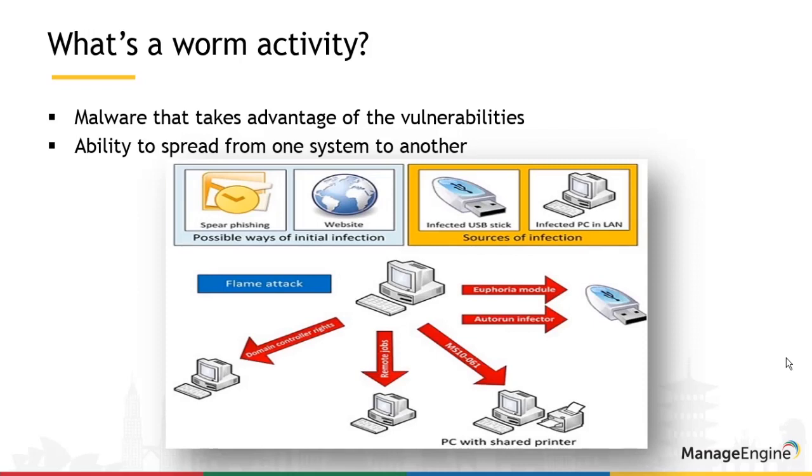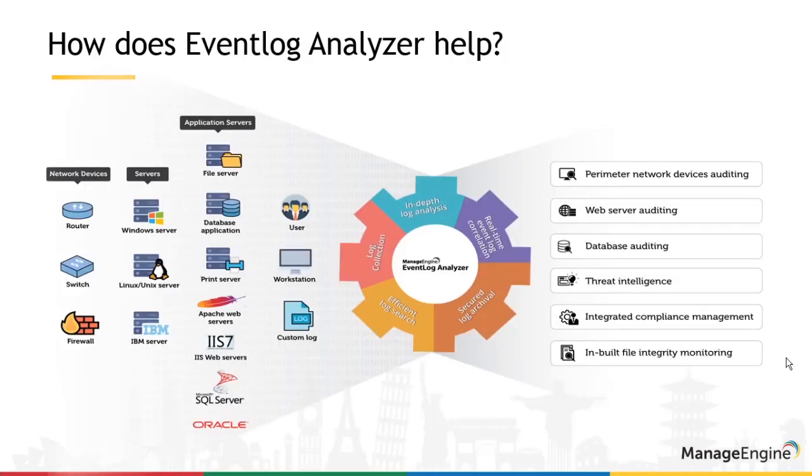Worms are malware that take advantage of operating system and application vulnerabilities to move from system to system. Although you can't always detect and patch network vulnerabilities in time to prevent an infection, you can check for telltale signs of worm activity. So if you identify a worm soon enough, you might be able to stop it from spreading further. So, how does EventLog Analyzer detect possible worm activity?